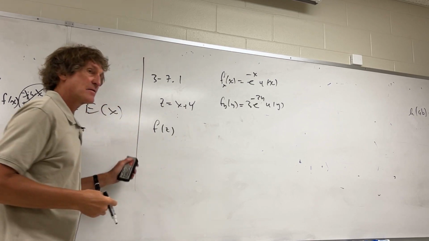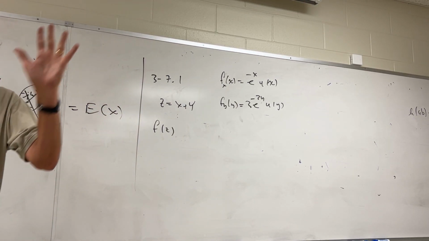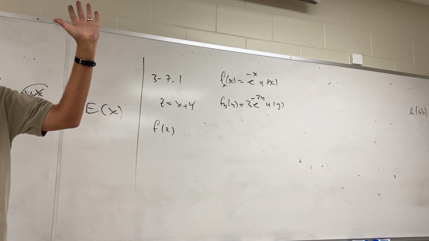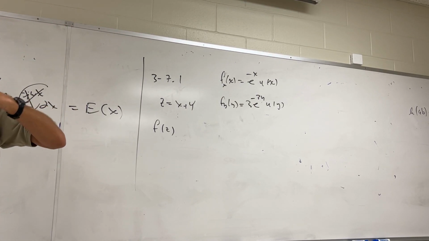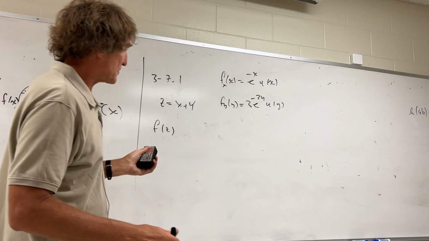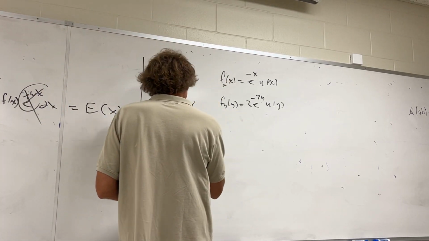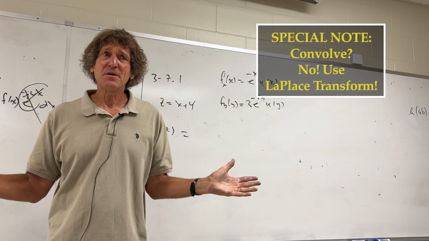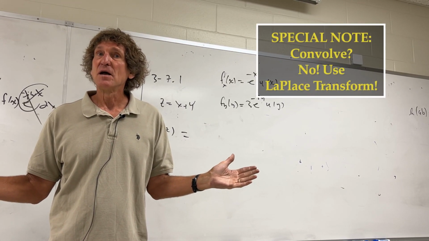All right, to get f of z, it's simple convolution. Y'all with me? Just take the two, convolve them, you got it, right? Now, we're not going to go there, but we'll go there first. We'll get f of z. So we've got to convolve these. Are you going to do the convolution, guys? No. What are we going to do?